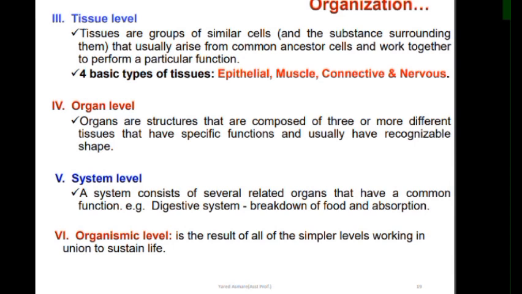The fourth one is organ level. Organs are structures that are composed of 3 or more different tissues that have specific functions and usually have recognizable shape. The fifth one is system level. A system consists of several related organs that have a common function. Example: digestive system, breakdown of food and absorption. The last one is organismic level, is the result of all of the simpler levels working in union to sustain life.